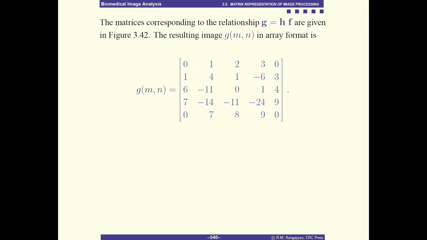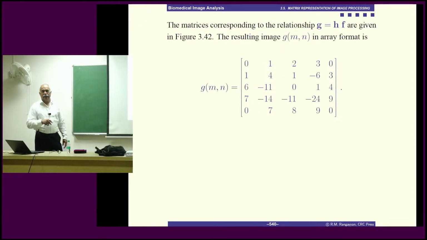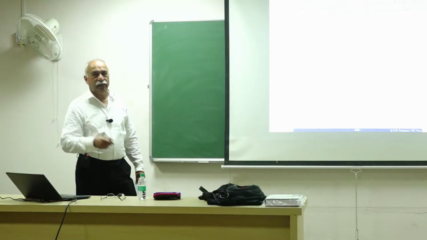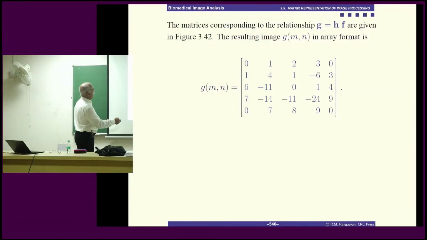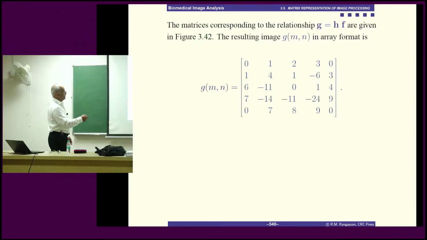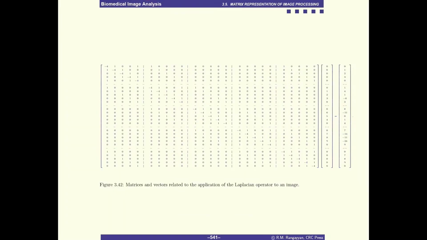And if you do g equal to Hf, you get this. You could work this out. There are negative values because the Laplacian is taking derivatives. Okay? And it's a 5 by 5 output. The images were 3 by 3, so 3 plus 3 minus 1, 5. There are a few zeros, but that doesn't matter. So what does H look like?